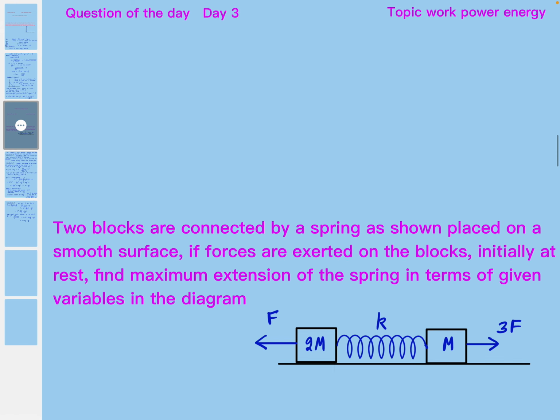So the question is very simple, straightforward. We have two blocks, of mass 2m and m. Applied forces are F and 3F, with spring constant K, kept on a smooth surface. And we need to find out the maximum extension in the spring in this case. So the question is very much straightforward, a very doable question also.